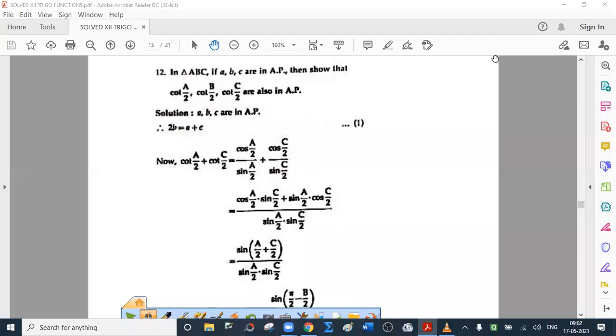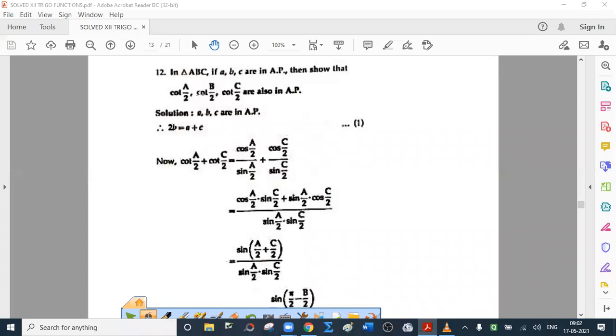Sum number 12 now. Just listen to me. You have to write the solution after the lecture. In triangle ABC, if A, B, C are in arithmetic progression, then show that cot A by 2, cot B by 2, cot C by 2 are also in AP. See, the question is modified. You will find a slightly different question in the textbook. Now this is the correct version.